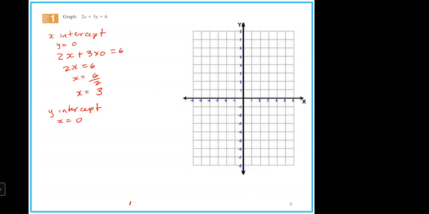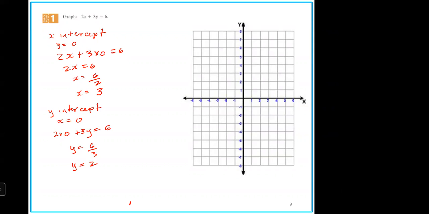And your y-intercept? So for my y-intercept, I guess it'll be 2 times 0 plus 3y is equal to 6. y is equal to 6 divided by 3. y is equal to 2.